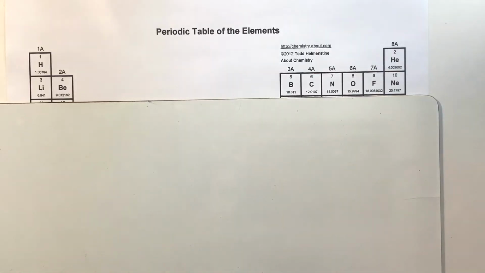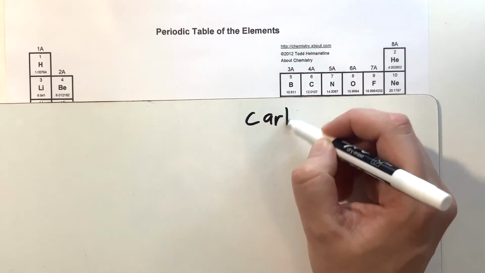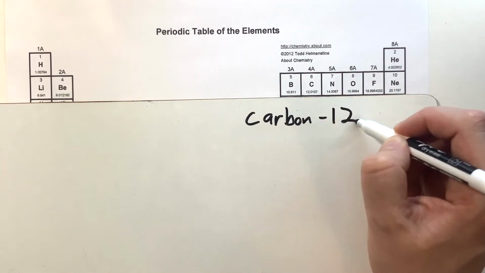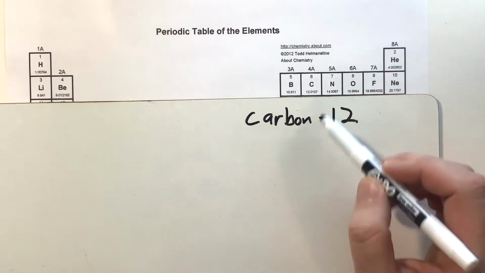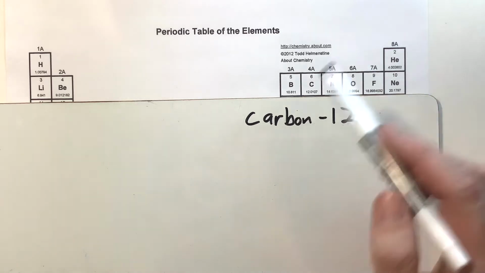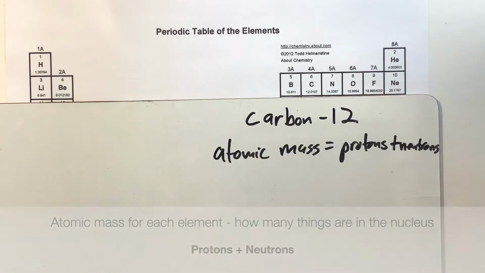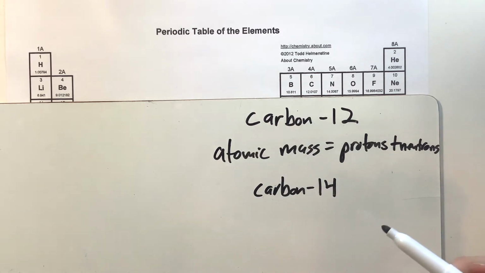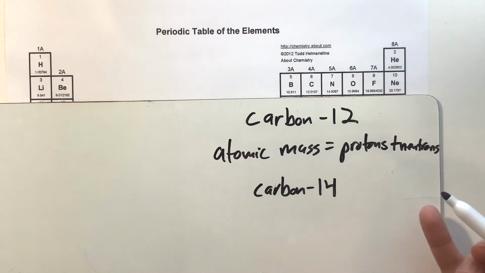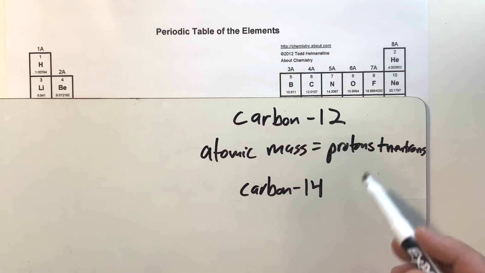So if we looked at carbon here, for example, it has 12.0107. Like I said, average. So most carbon is going to be called carbon 12. That means most carbon has exactly 12 things in the nucleus. Your atomic mass is how many things are in the nucleus total. That's protons plus neutrons. However, you may have heard of carbon 14. It's used to figure out how old dead things are, only if they're organic matter and only within a certain time period. But carbon 14 is a lot less common.